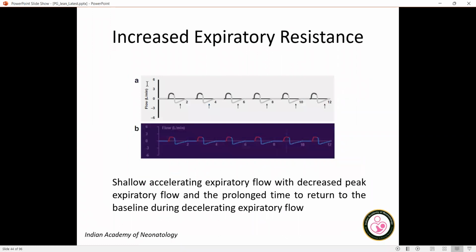So what is the problem with this graph? We already discussed that there is a peak expiratory flow rate. But here we can see that the expiratory flow is actually shallow with a decreased peak expiratory flow rate, and it is taking a long time to reach the baseline. This is increased expiratory resistance, which we see in bronchopulmonary dysplasia with some kind of bronchospasm.